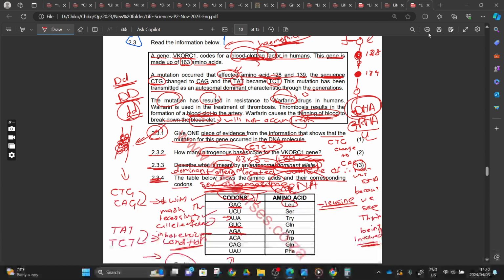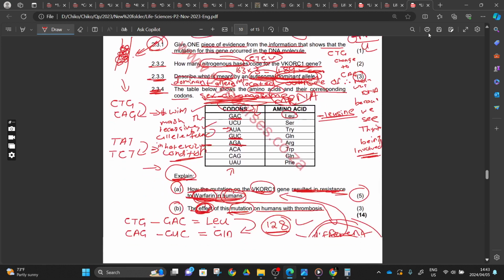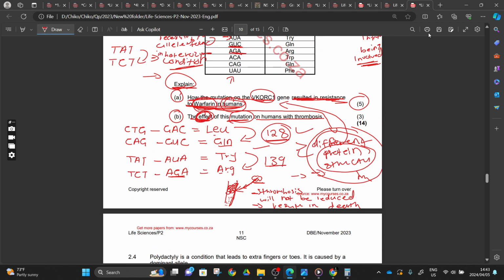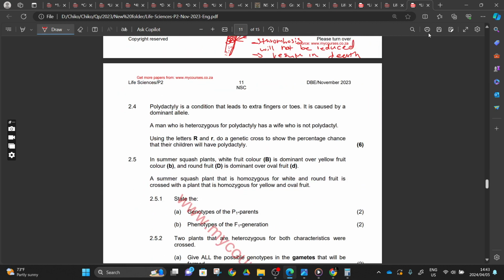Some of them can just come and copy here and say, since warfarin is used in the treatment of thrombosis, no mark there. Thrombosis results in the formation of blood clots, so this will increase, right? And then warfarin causes the thinning of that, and this will be reduced, right? And then the clotting will increase, and you can get another 3 marks. So that was where the question was coming from, and the answer we were supposed to get, right? So we also did this. You can agree with me.